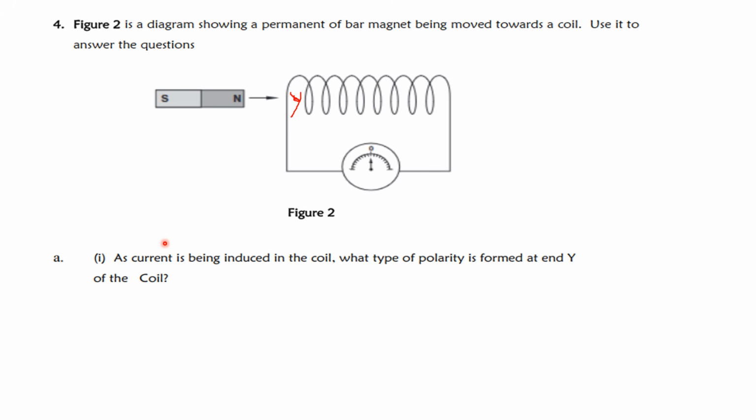So the question is, as current is being induced in the coil, moving the magnet into the coil will induce current. What type of polarity is formed at Y, this point here, of the coil? By the way, polarity refers to either north or south pole. So we need to determine the polarity there.